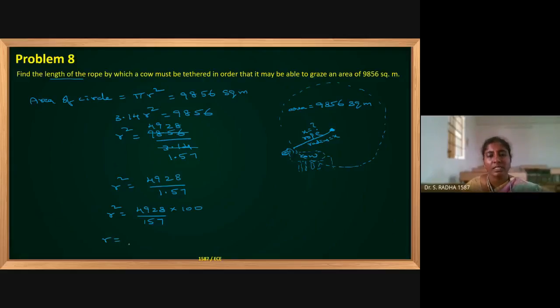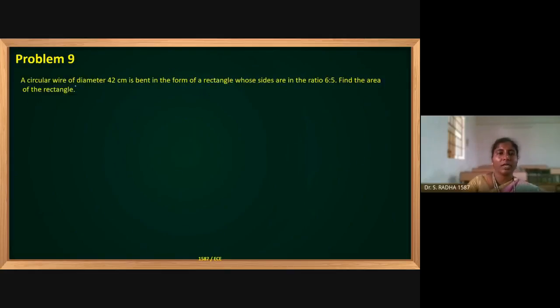So r is nothing but square root of the entire thing. Okay, you just find out. While uploading the PPT, I will put the answer and upload. Okay, so that is what is asked. Length of the rope is nothing but the r value only. I am leaving this to you. It is not much difficult.